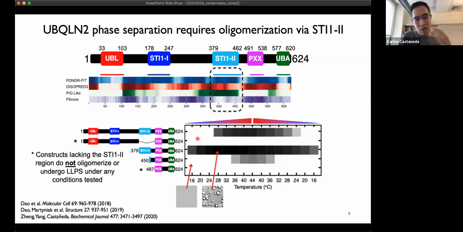So this is a summary of a lot of data, but I hope you can see that the STI region is really critical to this. We also ended up using a smaller construct where we only contain this C-terminal half of the protein, and you can see how it even has more robust phase behavior under these conditions, as opposed to a smaller construct here, 450 to 624, which has a little bit of the STI region, so it still can phase separate, but the moment that we remove that, this protein is no longer able to phase separate under any conditions that we've tried. So this is takeaway message number one.